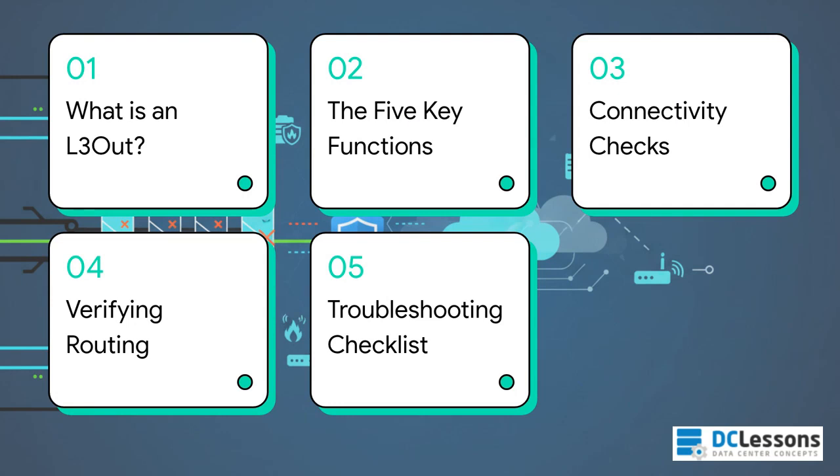So here's the game plan. We're going to start with the basics, what an L3 out actually is. Then we'll get our hands dirty with some connectivity checks, we'll verify our routing protocols, and then we'll wrap it all up with a really solid troubleshooting checklist that you can use every single time this problem pops up.